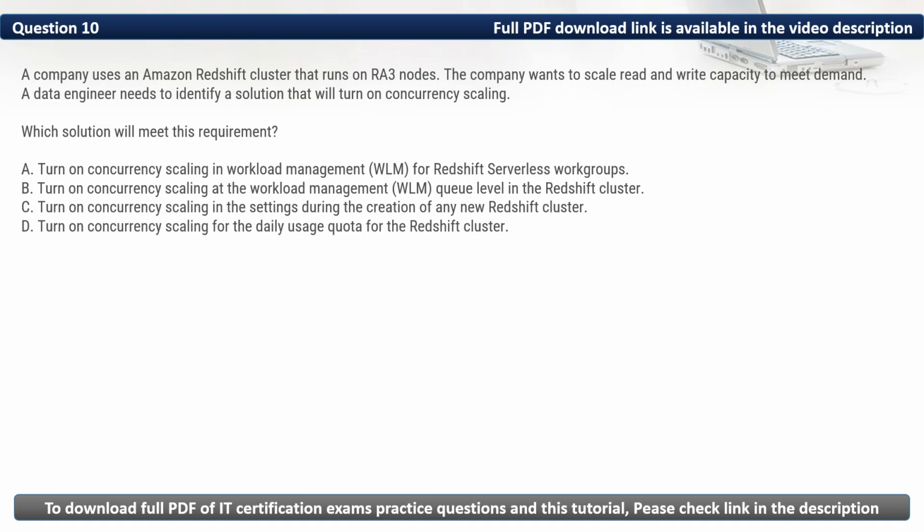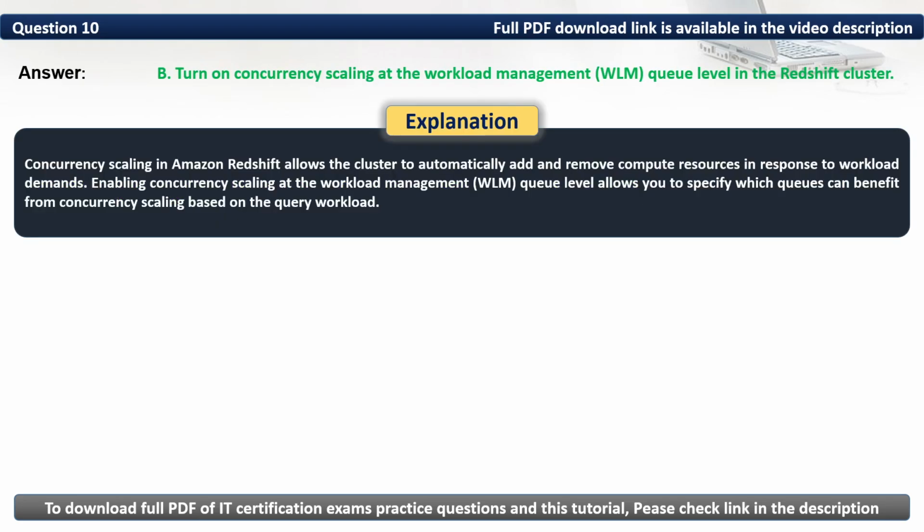Here we want a solution that will turn on concurrency scaling. As such, the correct answer is turn on concurrency scaling at the workload management queue level in the Redshift cluster. Thus, the correct option is D. Concurrency scaling in Amazon Redshift allows the cluster to automatically add and remove compute resources in response to workload demands. Enabling the concurrency scaling at the workload management queue level allows you to specify which queues can benefit from concurrency scaling based on the query workload.